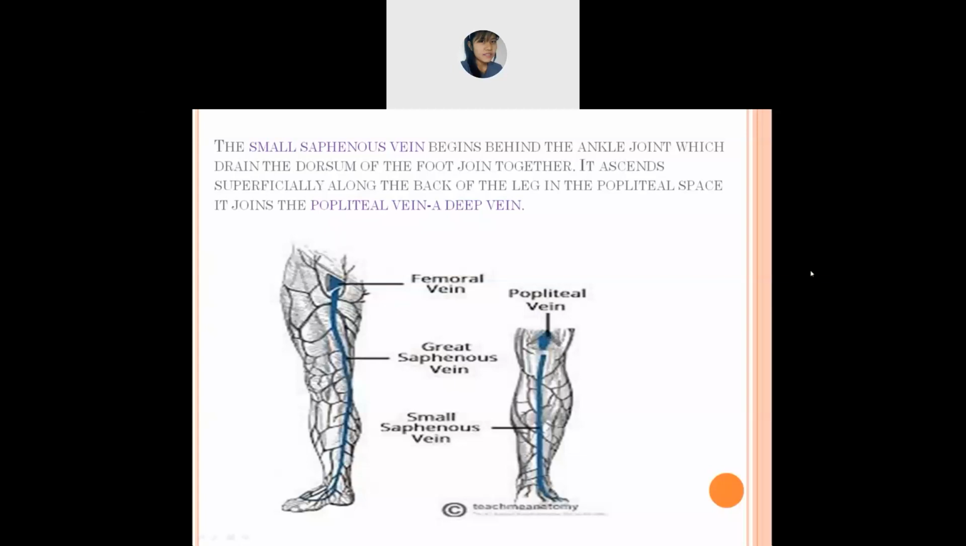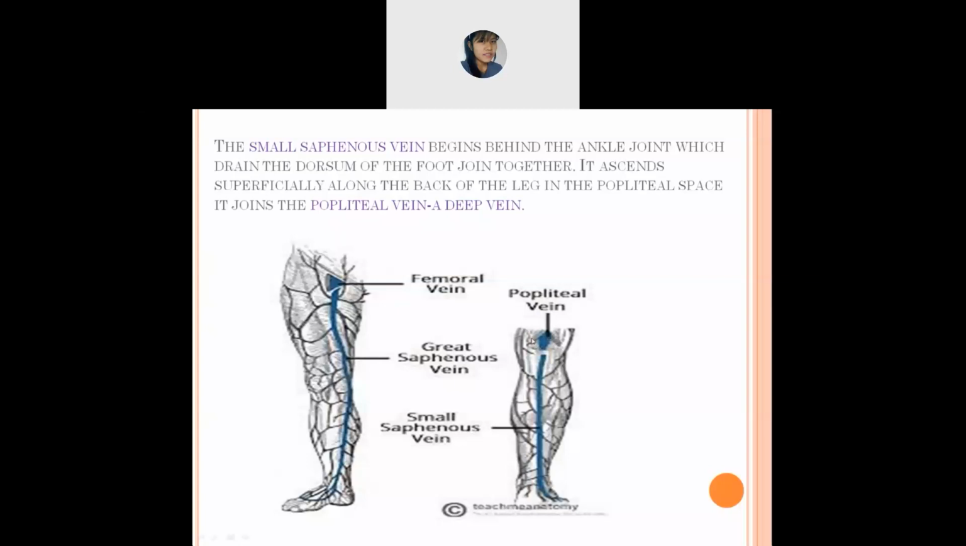They usually lie at the backside of the leg, in the popliteal space. So this is the popliteal space. Means they will begin from here, and they will go up and up like this. Finally they will join in the popliteal space, and finally they will join the popliteal vein, which is the deep vein.